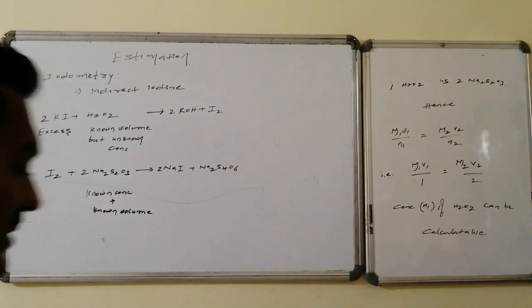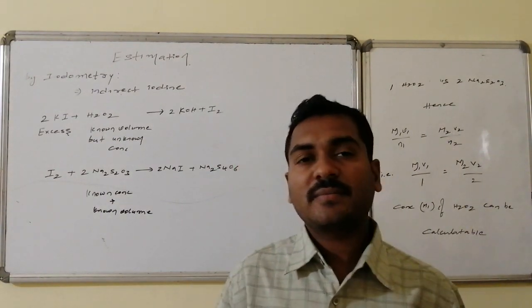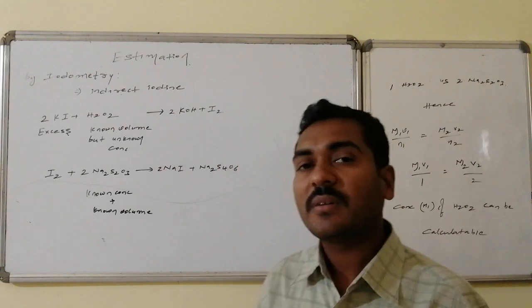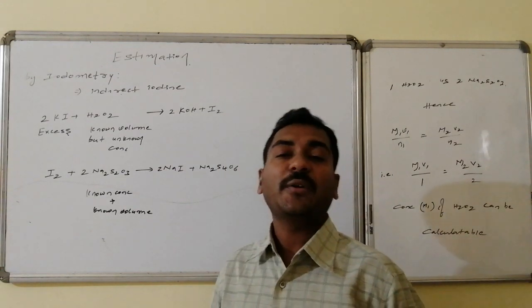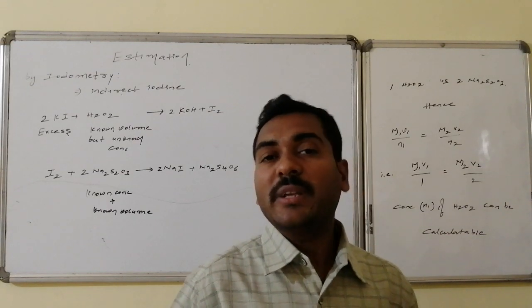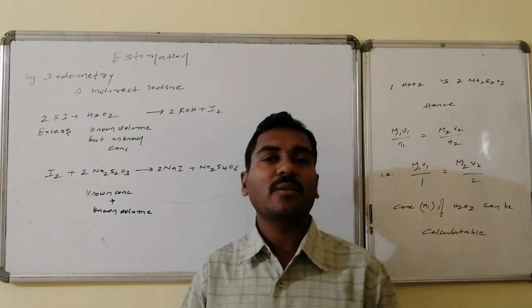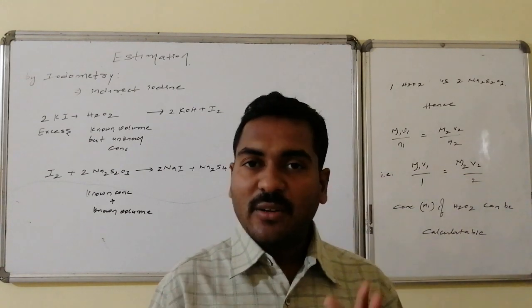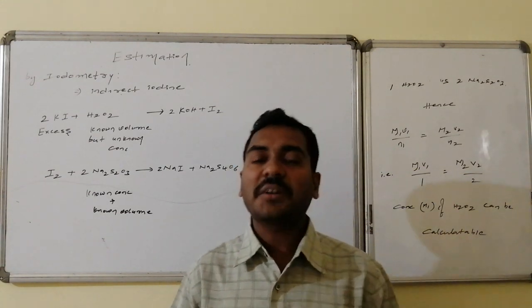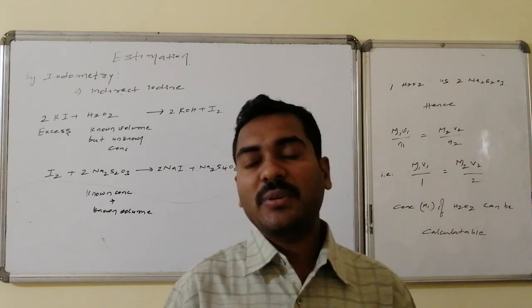Estimation of hydrogen peroxide. The concentration of how much hydrogen peroxide is present has to be estimated at times. For that, we will take the help of iodometry. Iodometry means an indirect amount of iodine is going to be given. What we are doing is, I know a certain volume of hydrogen peroxide, its volume is known to me, but its concentration is not known. I want to calculate its concentration. That's my motto.